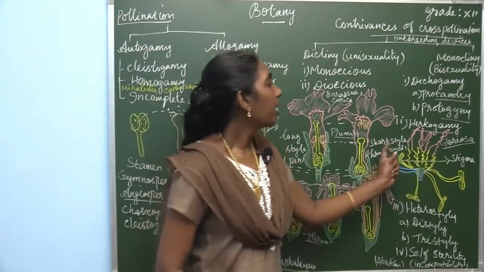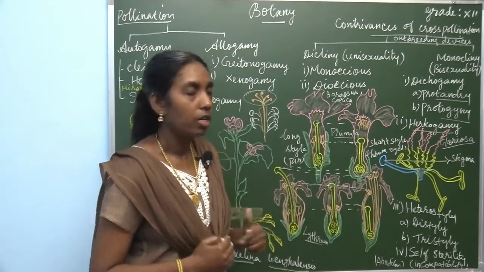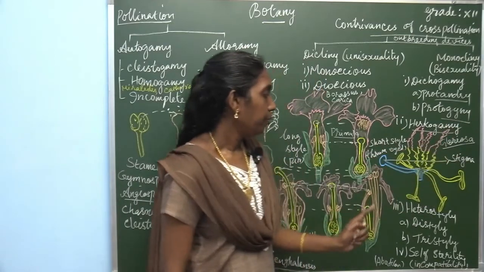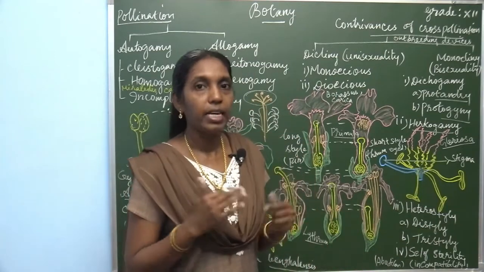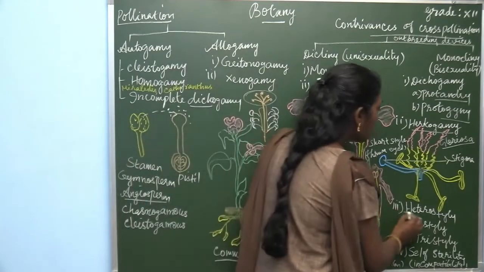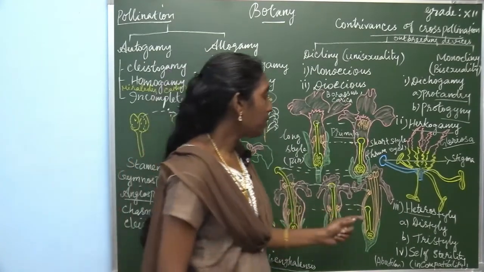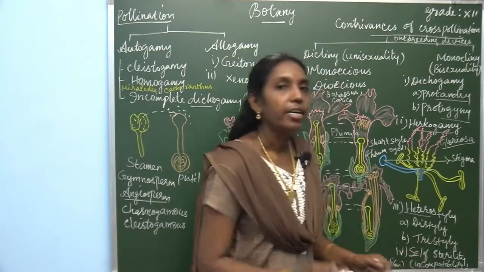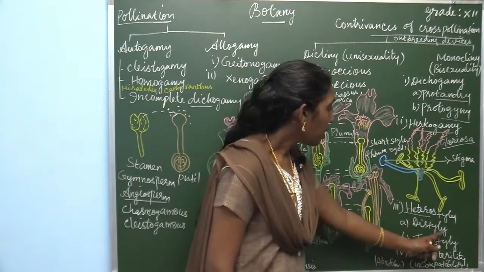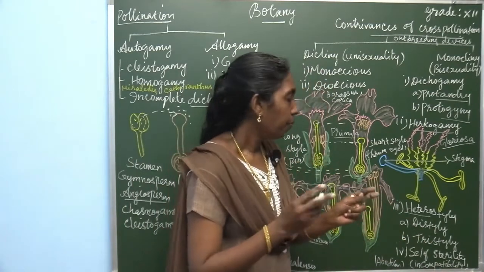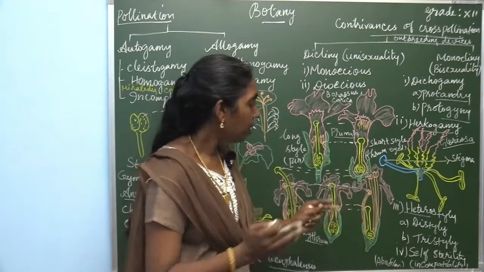The term for this type of arrangement is called hercogamy. Then another type is called heterostyly. Hetero means different types of style, heterostyly. Based on heterostyly, there are two different types: distyly and tristyly. Di is 2, tri is 3. In distyly, there are two different styles, the length of the style is different. In tristyly, there are three different lengths of style.